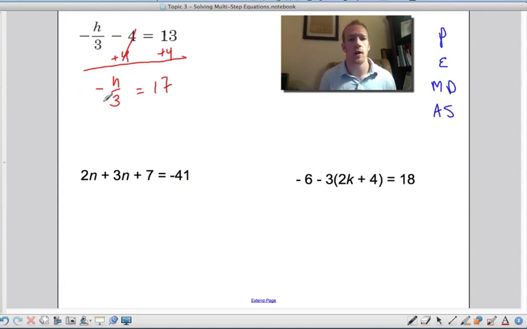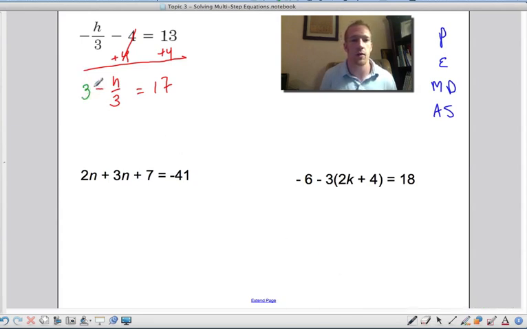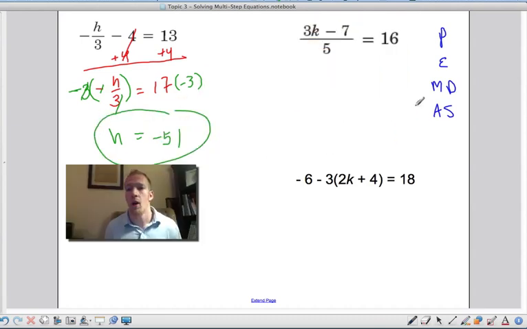So here I'm going to multiply, of course, by a 3 to get the h by itself. But since it's a negative here, I got to multiply by a negative 3. That way I have a negative times a negative is a positive h. That's what I want. And since I multiplied by a negative 3 here, I got to multiply by a negative 3 on the other side as well. So that gives me a negative 51. Done.